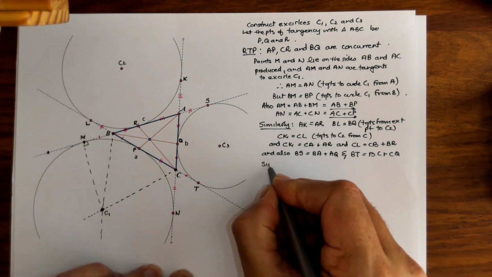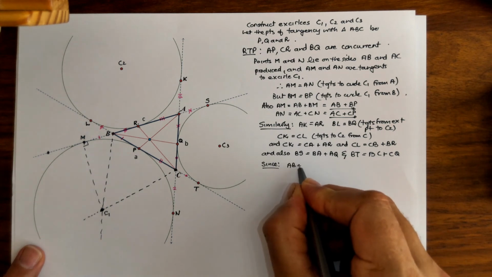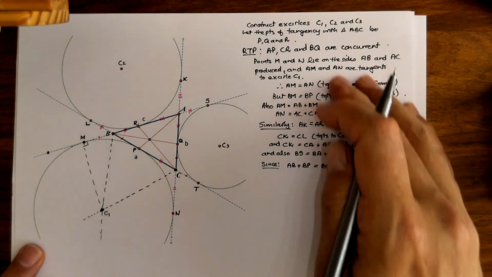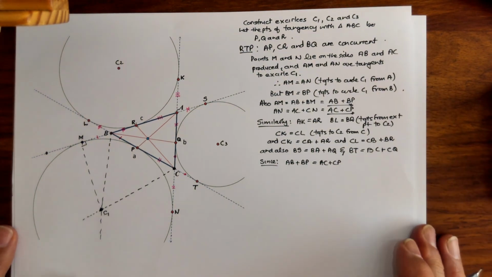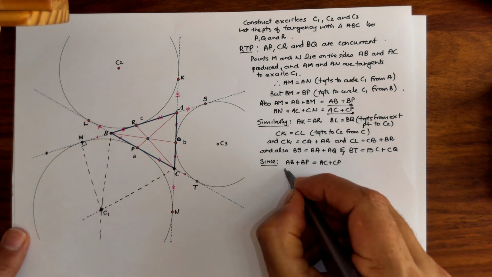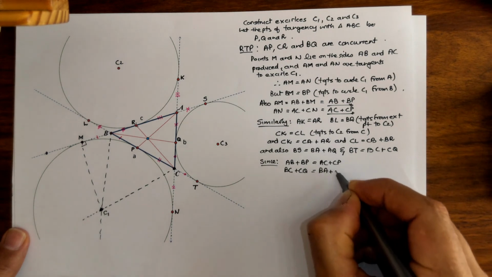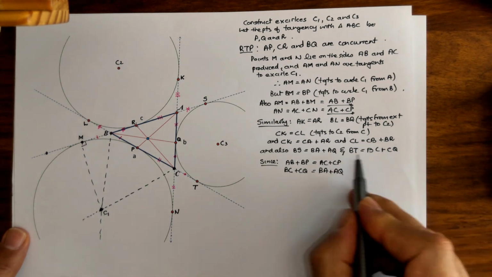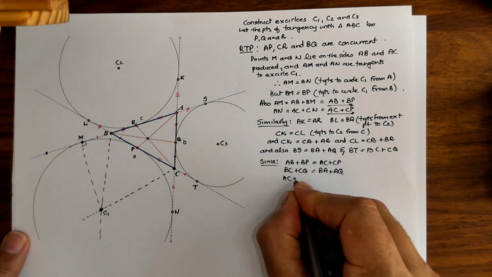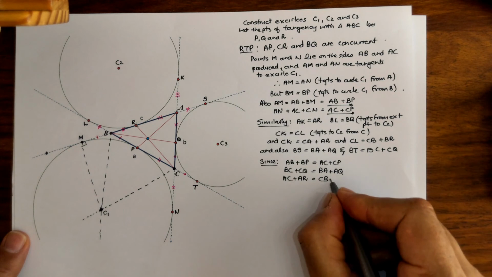Okay, so now since we have the fact that these things are equal, AB plus BP is equal to AC plus CP, either from this tangent work we did here, or from the fact that this was given. Okay, so we've got these things now. BC plus CQ is also equal to BA plus AQ, this component over there. And AC plus AR is equal to CB plus BR.